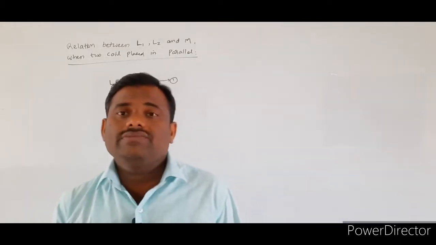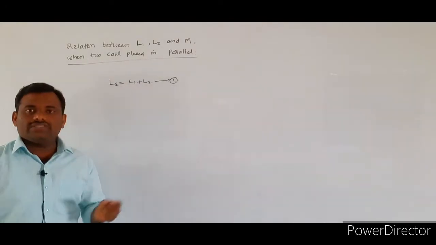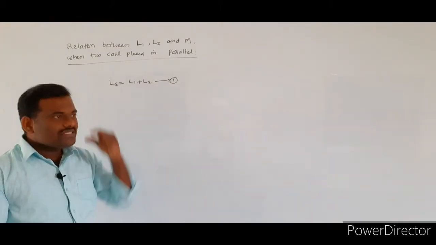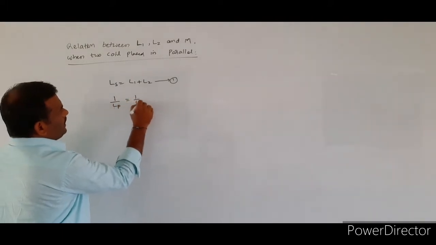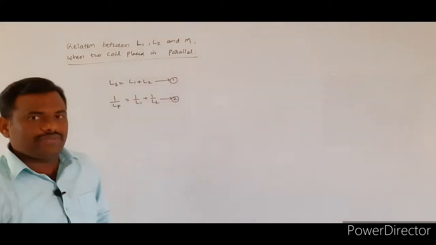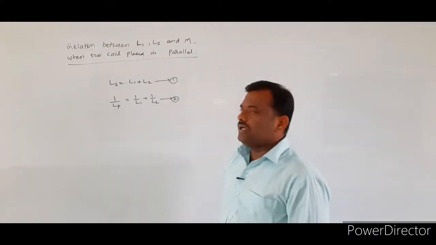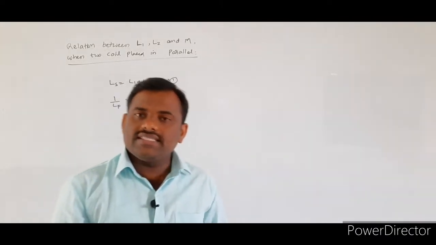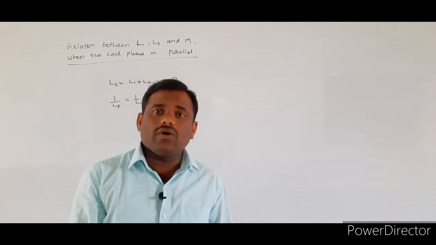So, whenever the two coils are arranged in series combination, their effective coefficient of self-induction is given by L_S = L1 + L2. Similarly, whenever they are in the parallel combination, we derived the formula 1/L_P = 1/L1 + 1/L2. These are the two conditions, series combination as well as parallel combination, whenever two or more inductor coils are given.